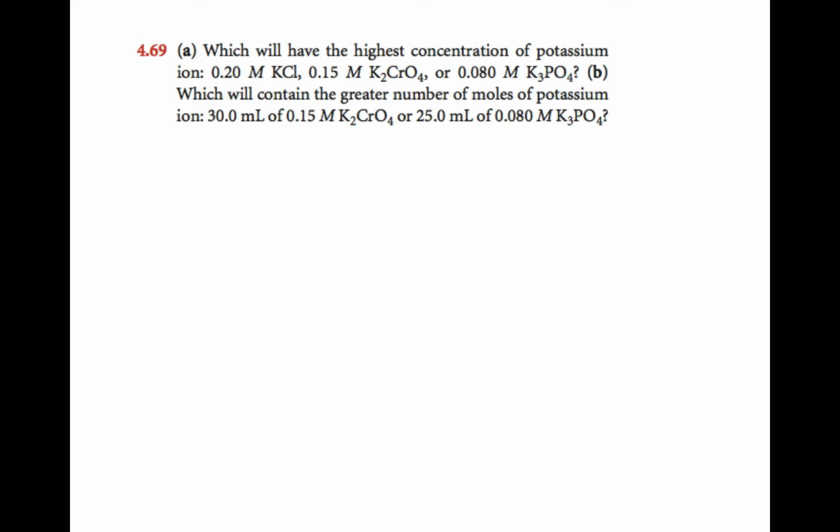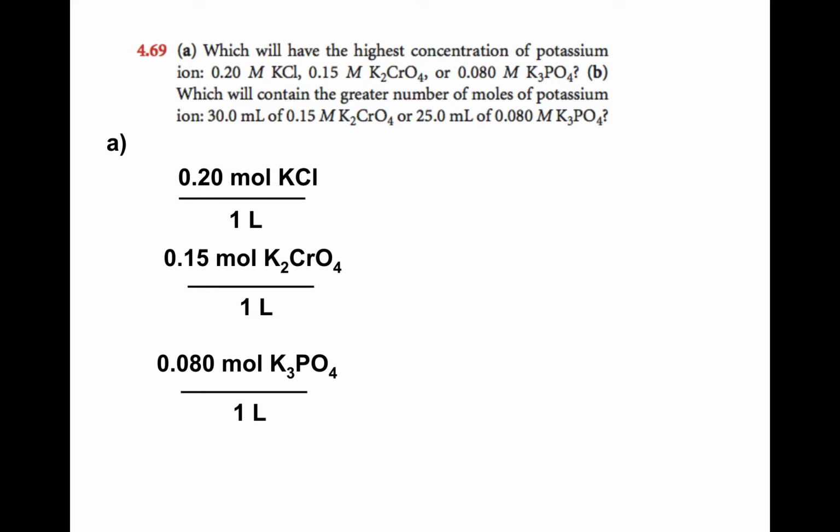All right, problem 69. Which will have the highest concentration of potassium ions? 0.2 molar potassium chloride, 0.15 molar potassium chromate, or 0.08 molar potassium phosphate? So what we need is a conversion factor to go from moles of the ionic compound to moles of potassium ion. So we look at the formula for that.